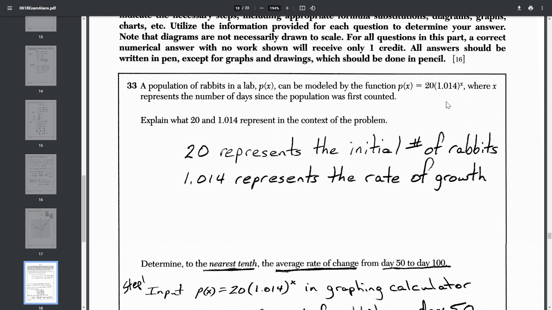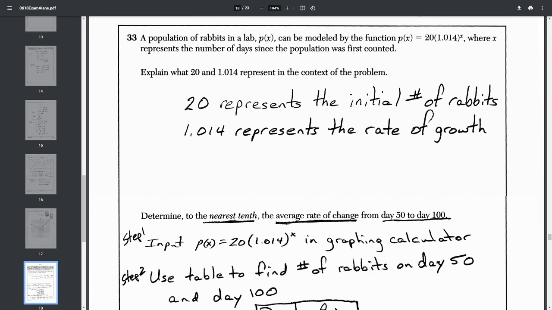So that means that 0.014 is the rate, but as a percent, that would be 1.4%. And you get that by moving the decimal twice to the right.